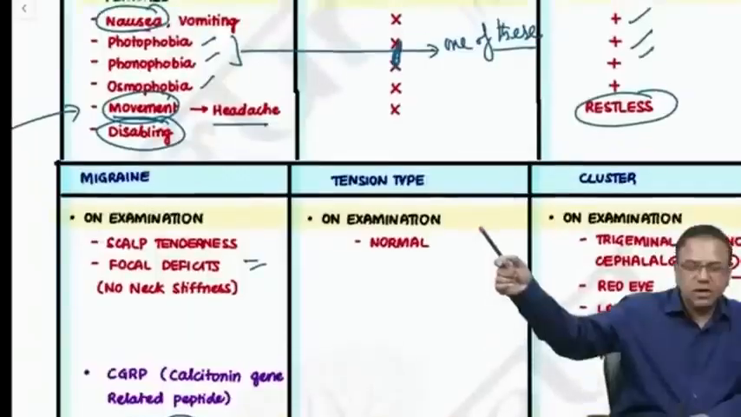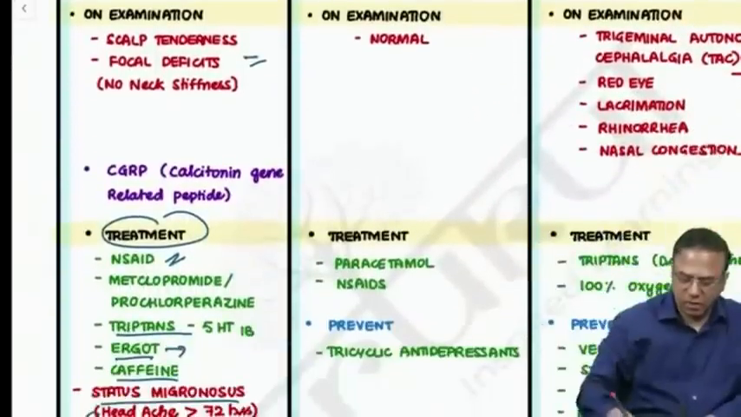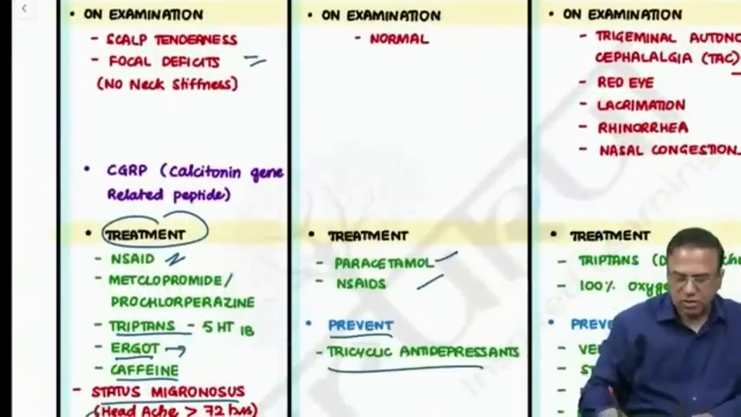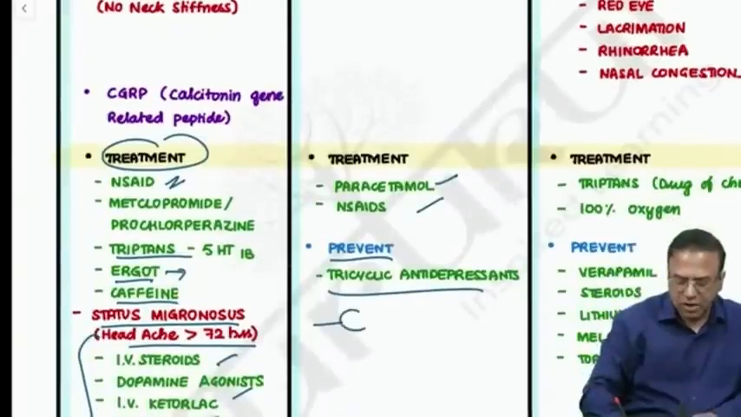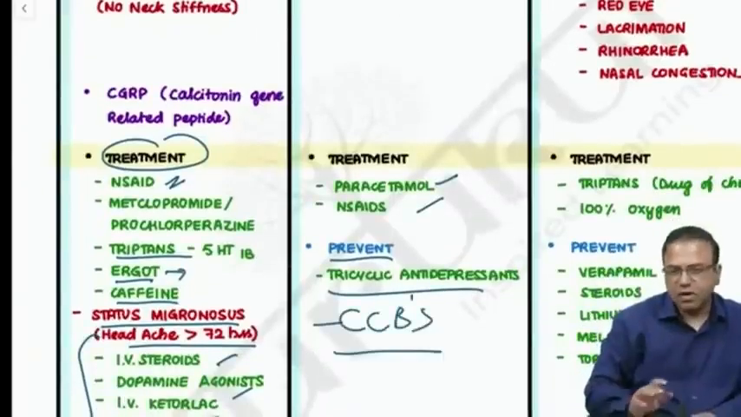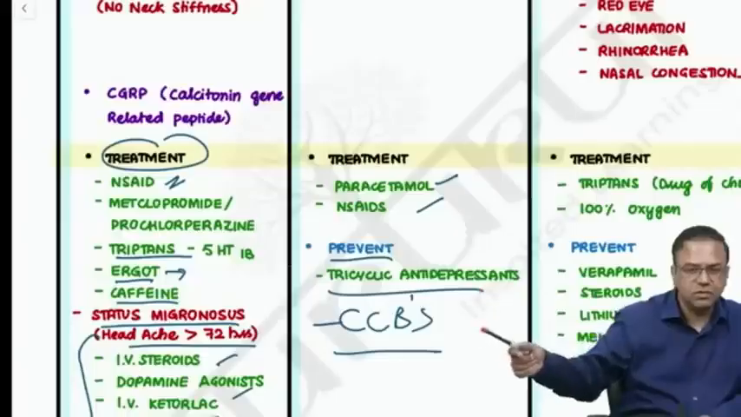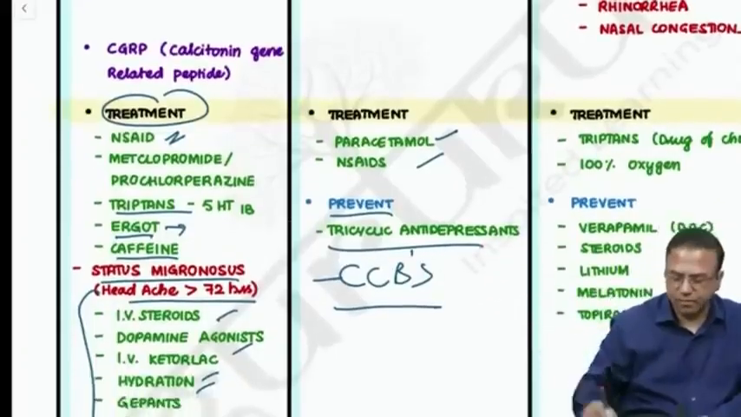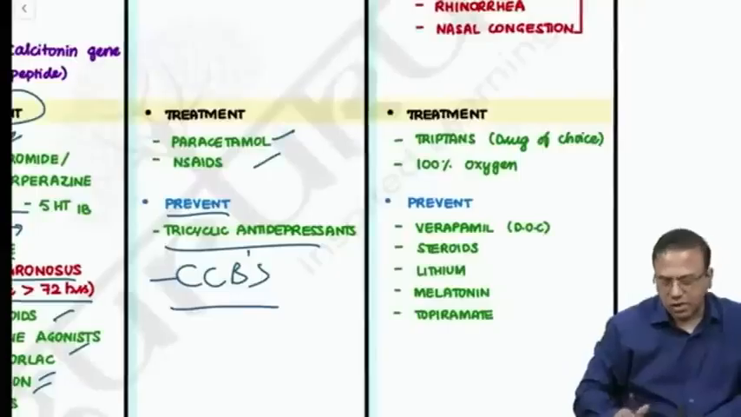In a patient with tension type headache, usually examination normal, treatment is paracetamol or NSAID and prevention is tricyclic antidepressants. You can also use calcium channel blockers. Every headache, lifestyle is important. Okay, you have to give lifestyle plus drugs. So TCAs, CCBs for prevention of tension type headache.